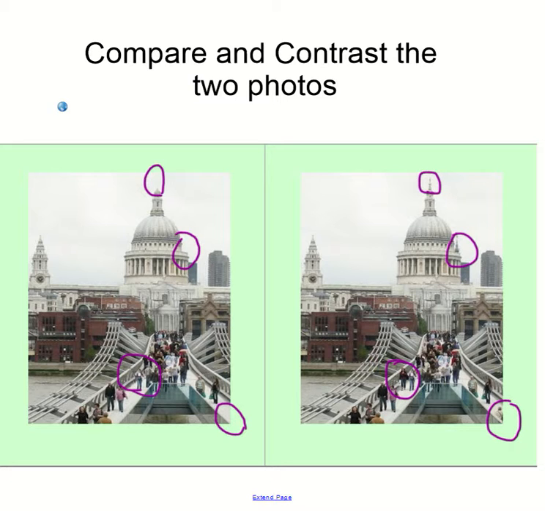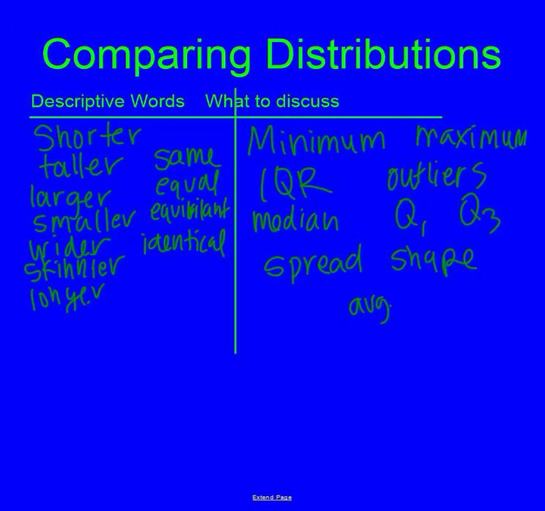Some words we use when we compare and contrast: shorter, taller, larger, smaller, wider, skinnier, longer, or the same, equal, equivalent, identical. We also discussed the minimum and the maximum, the interquartile range, the outliers, the median, quartile 1, quartile 3, the spread, the shape, and the average. These are all words we can use to discuss two data sets and to compare and contrast them.